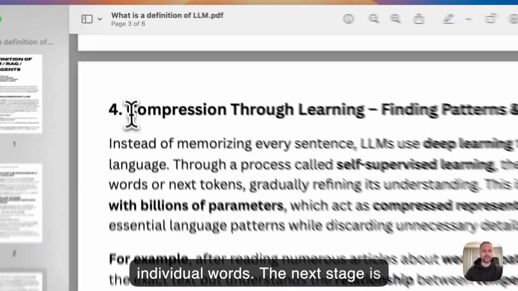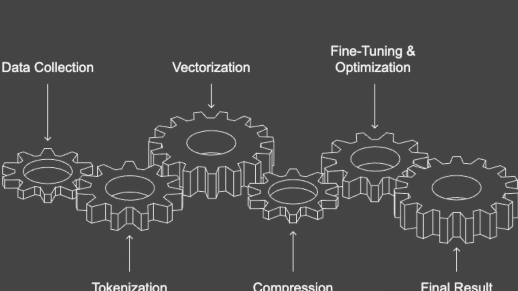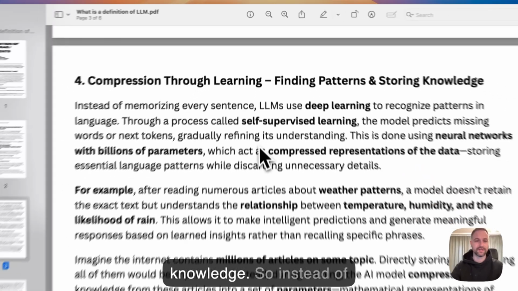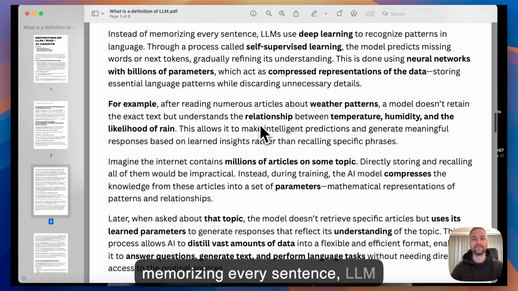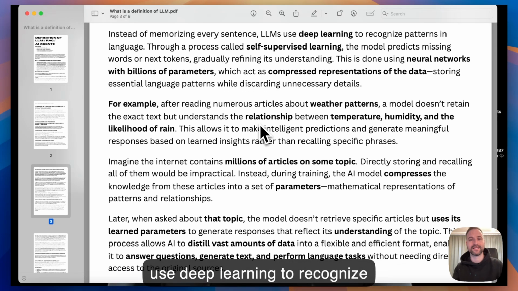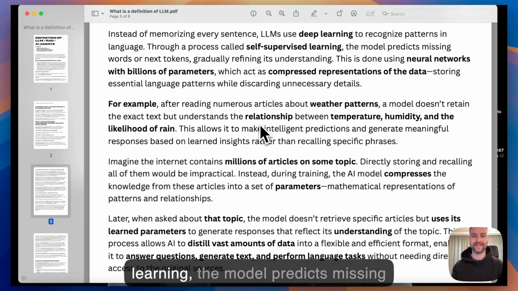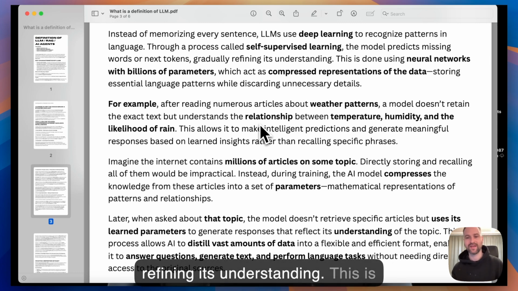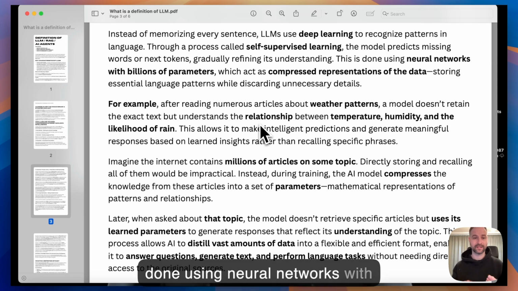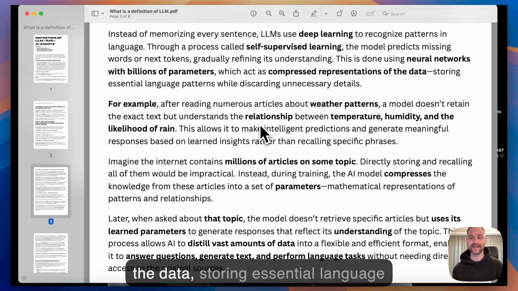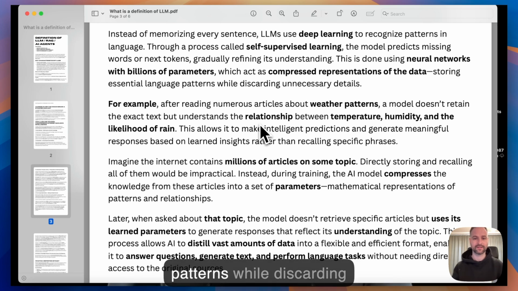The next stage is compressing through learning, finding patterns and storing knowledge. So instead of memorizing every sentence, LLMs use deep learning to recognize patterns in language. Through a process called self-supervised learning, the model predicts missing words or next tokens, gradually refining its understanding. This is done using neural networks with billions of parameters, or even trillions, as we mentioned earlier, which act as a compressed representation of the data, storing essential language patterns while discarding unnecessary details.